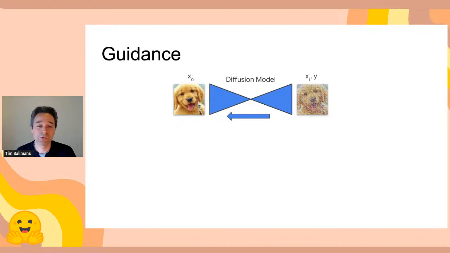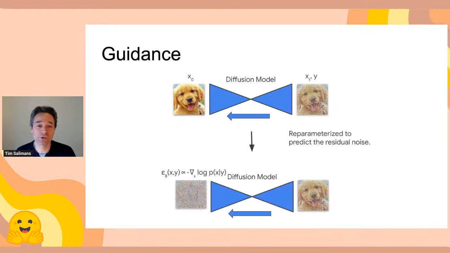However, in practice, what we often do is we parameterize the model in such a way that we actually predict the noise rather than the image itself. So this can be thought of as a residual parameterization. And this noise estimate actually turns out to be proportional to the gradient of the log density of the image given the textual description or the label.